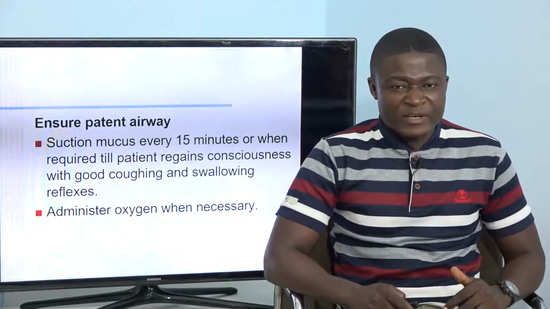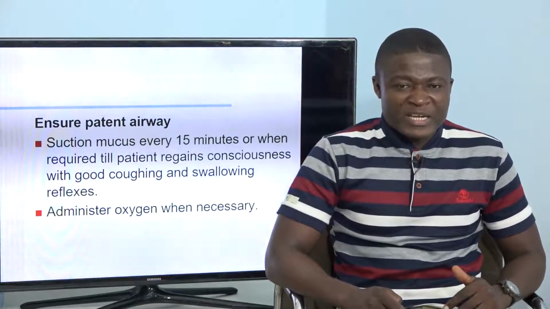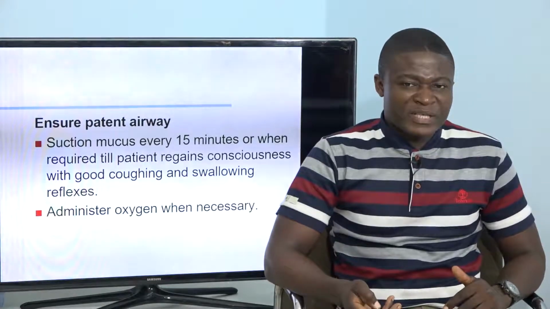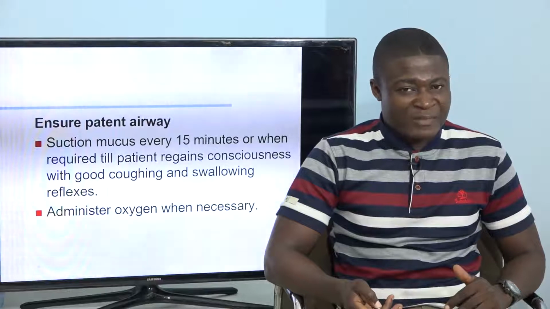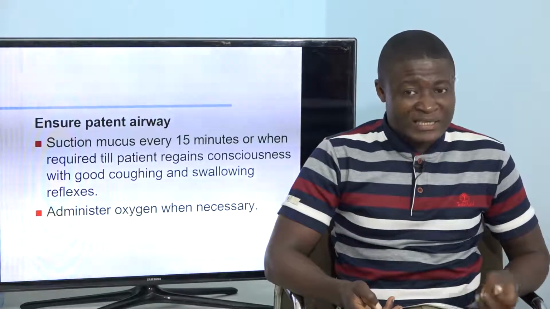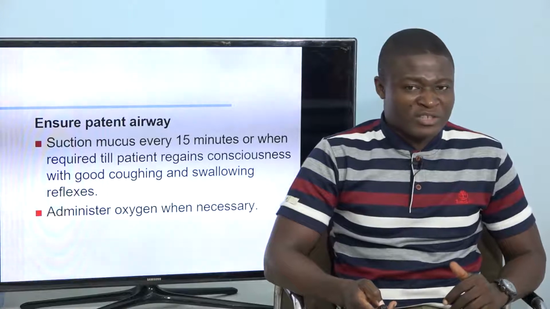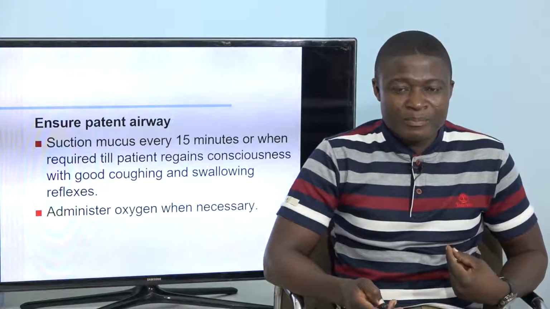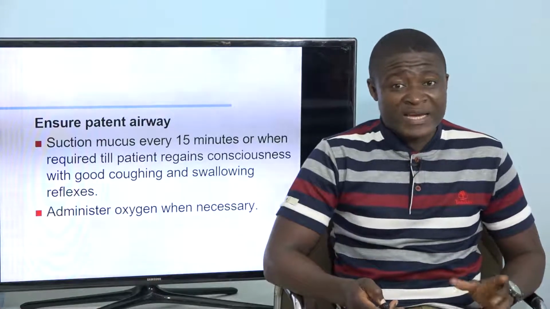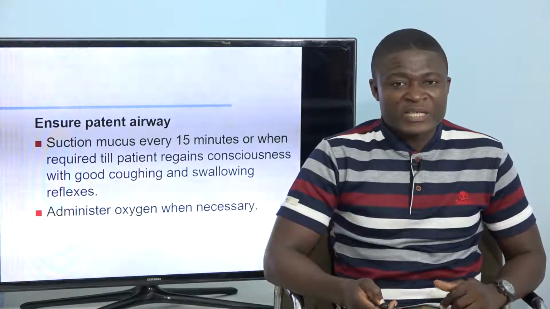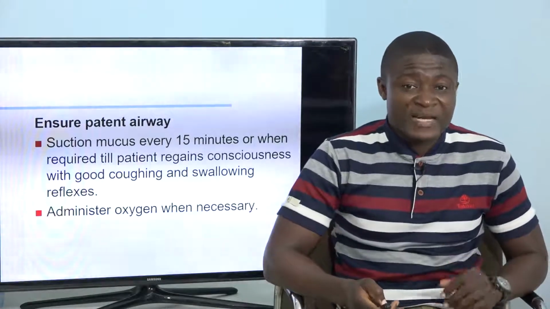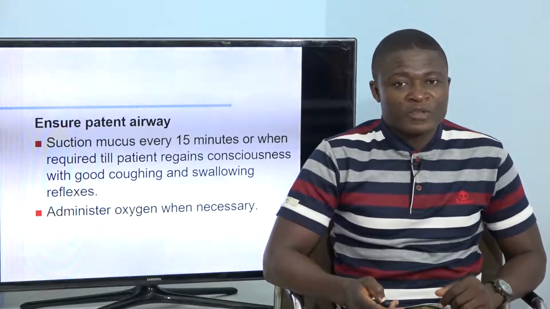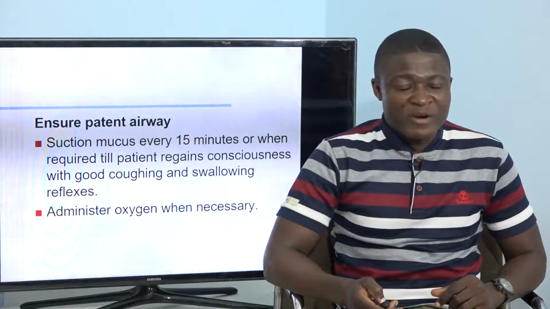Ensure patent airway. So what is happening here? A client that returns from the theater, especially unconscious, may not be able to control the secretions that are coming from the GIT or even the respiratory tract. So as a result of this, we need to assist in clearing the airway so that it doesn't become blocked. How do we do this? You suction mucus every 15 minutes or when required till patient regains consciousness with good coughing and then swallowing reflexes.